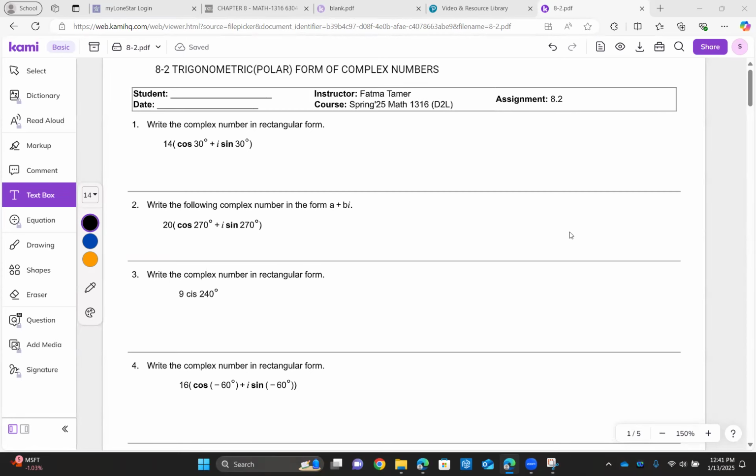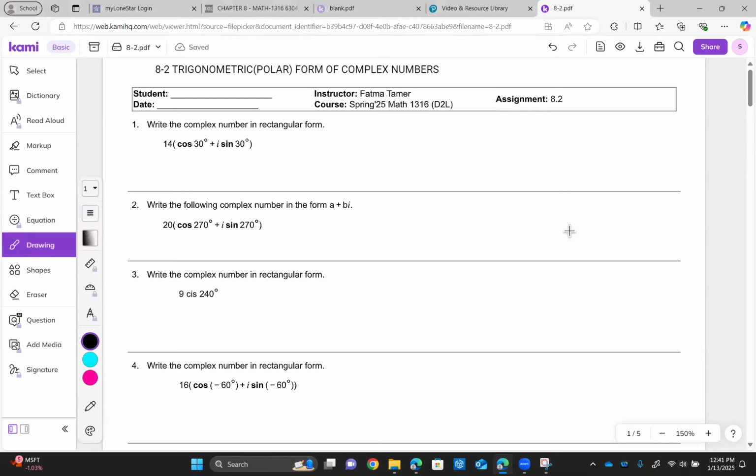Lesson 8.2 is called trigonometric or polar form of complex numbers. In the previous lesson, we looked at complex numbers in the a plus bi form. But now we're going to look at the trigonometric form, where there's a magnitude and an angle involved. So we're going to handle the questions from our 8.2 homework.